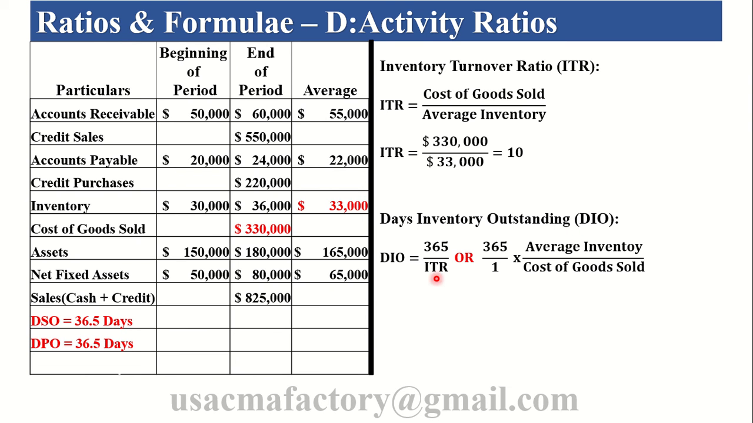Here, 365 divided by ITR, or 365 divided by 1 times average inventory by cost of goods sold. Either formula gives the same answer: 365 divided by ITR 10, or 365 divided by 1 times 33,000 divided by 330,000 equal to 36.5. Noted down here. So we got three answers: days sales outstanding, days purchases outstanding, days inventory outstanding.